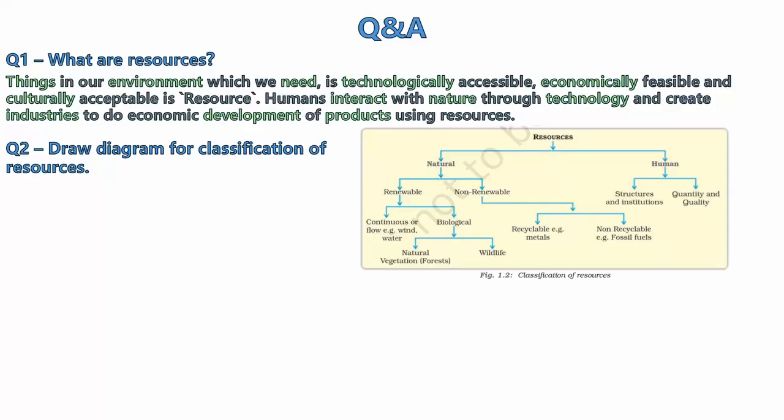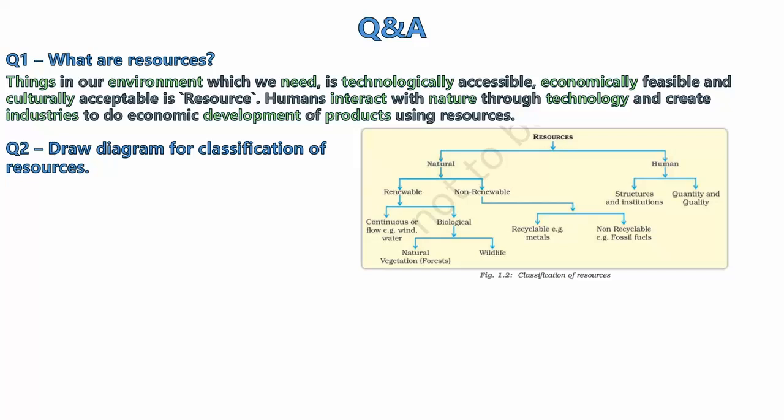Other type of resources are what we get from nature, right? From nature, the resources are called natural resources, and they are two types. One is renewable, which can keep on continuing, right? We can keep on continuing to use those resources. And the second type is non-renewable. There is a finite amount of that resource. Once you use up that resource, again it will not be available.